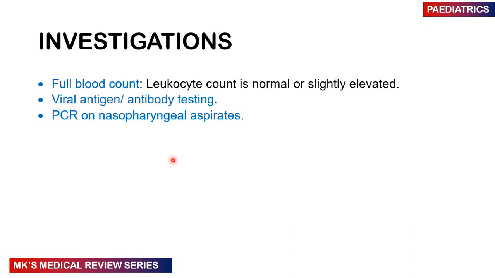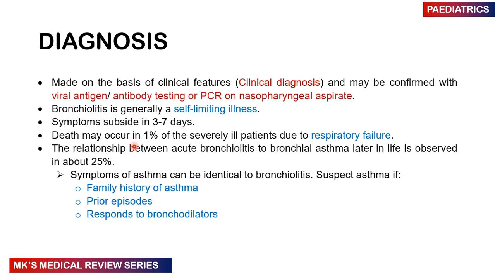Other investigations include a full blood count, so your leukocyte count may be normal or slightly elevated. You may also do some viral antigen or antibody tests. You may do PCR on nasopharyngeal aspirates. I think it's still currently going on, we are doing PCR for COVID, so we're not doing it for bronchiolitis. But in other places, they do PCR for bronchiolitis. It's the polymerase chain reaction. So like I said, diagnosis is mostly clinical, so it's going to be confirmed by your viral antigen or antibody test, which we don't do in our setting, PCR on nasopharyngeal aspirates, which we also don't do in our setting.